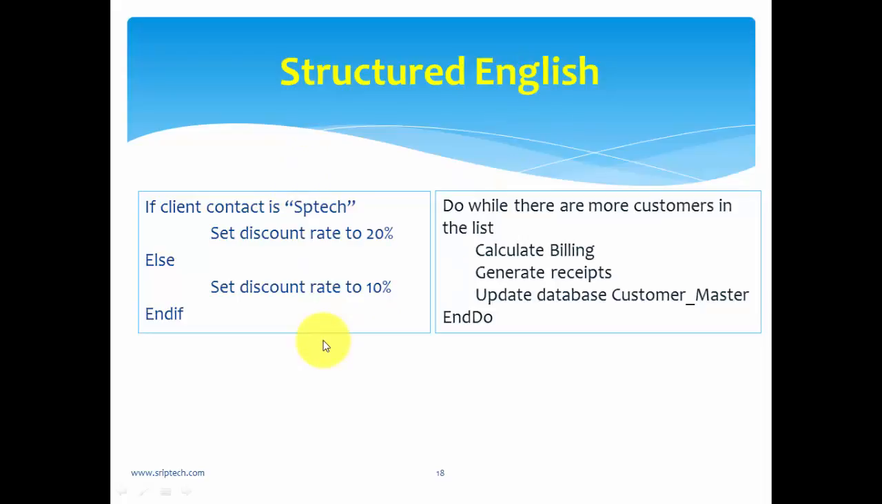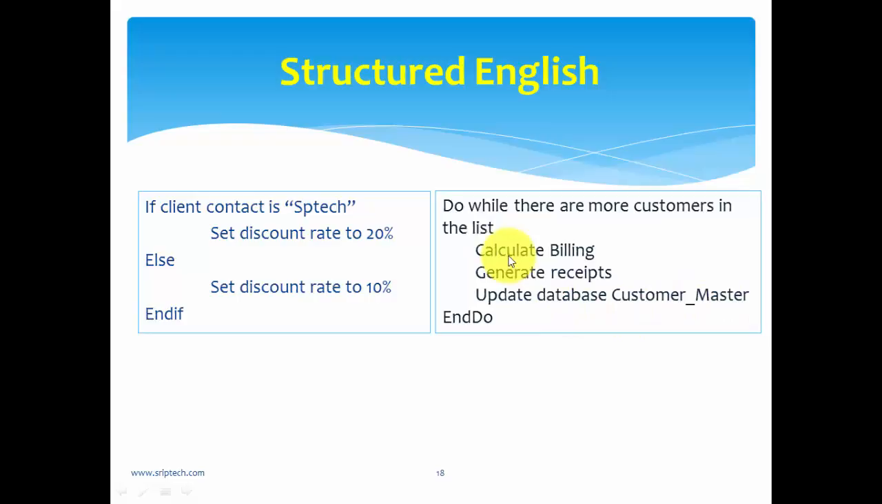Now just have a look at these snippets of structured English. If client contact is SPTech, set discount rate to 20%, else set discount rate to 10%. So in this case, we are just checking for the contact of SPTech. If the client contact is SPTech, then we are setting the discount rate to 20%, else we are setting the discount rate to 10%. Or a simple structured English: do while there are more customers in the list, calculate billing, generate receipts, update database customer underscore master.